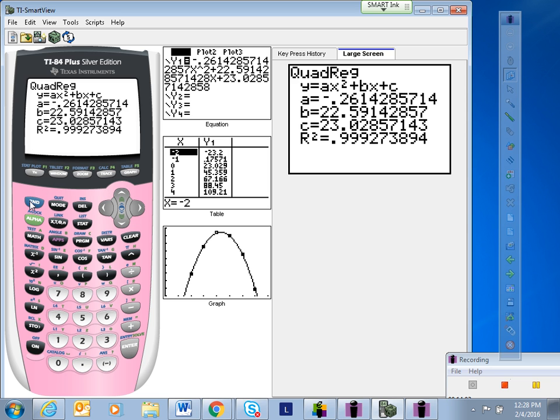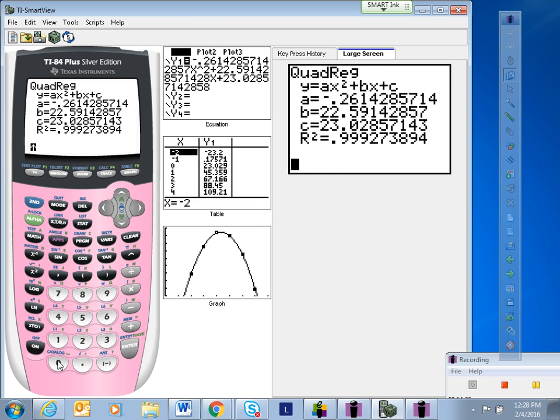So here's the way you would do it if yours were not on. And y'all, here's what would happen. It would just give you the A, B, and C. My equation is negative point, how many decimal places go around this? 3. Negative 0.261 x squared plus 22.591x plus 23.029.